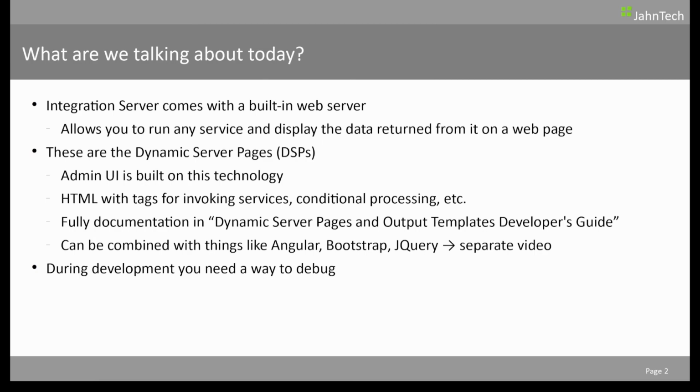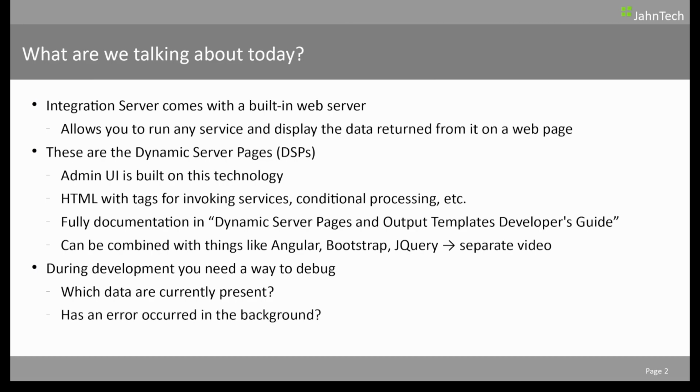Now, if you're doing serious development work, sooner or later something will not work as intended and you need to find out why. In other words, you need a way to debug your code. For the browser side in general, there's a lot of information out there, so today I will focus on the server side. This primarily means finding out which data are currently present at runtime, has an error occurred in the background and I somehow don't get any data, and what is my scope? If I'm inside a loop, I need to access data differently than outside of it.